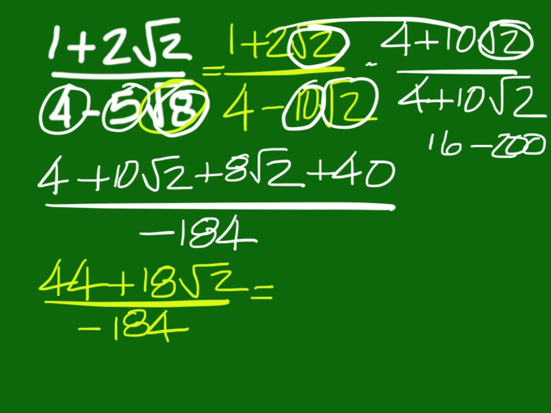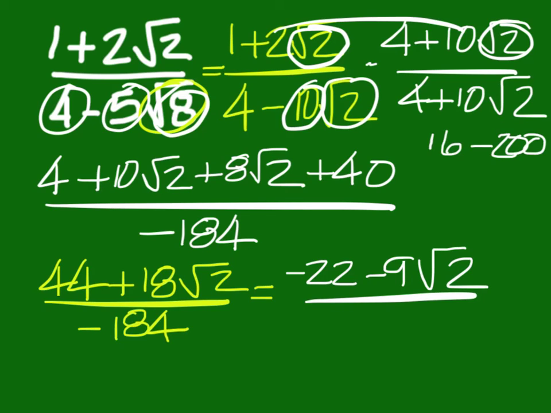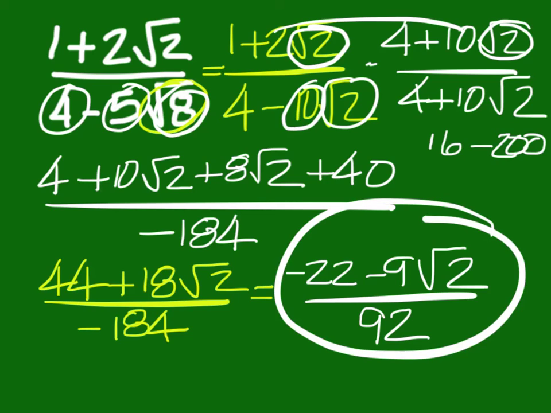Now clearly we have even numbers here, here, and here. So you can at least cut them in half. And we have a negative sign. So we can kill two things with one stone here. And that would be by changing the sign of everything and dividing by 2. So you get a negative 22 minus 9 square root of 2. And a positive, what is that, a 92 on the bottom? So this would be your final answer.